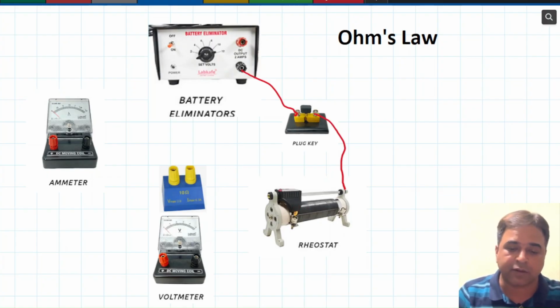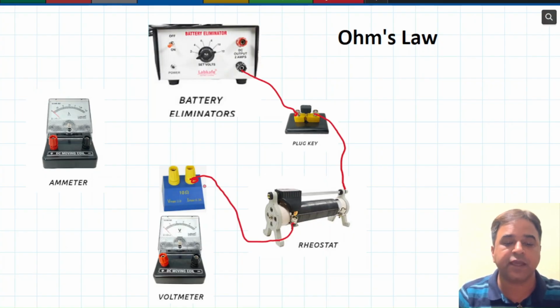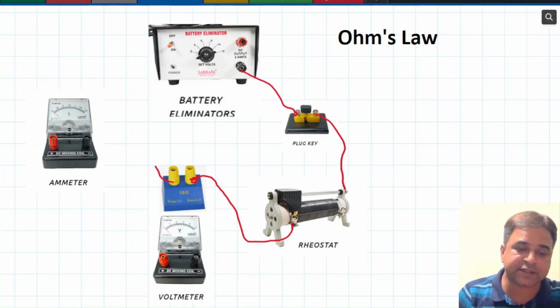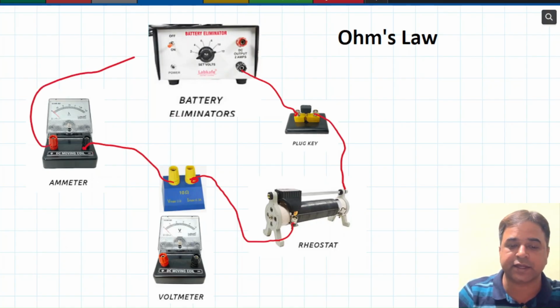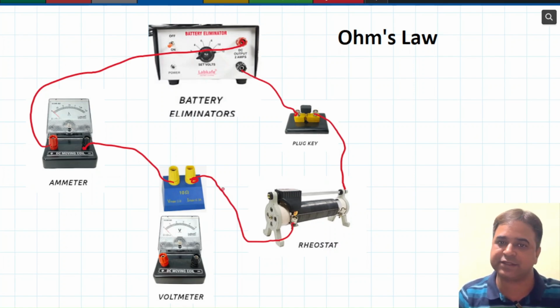Now this we are going to connect further with resistance. This is the 10 ohm resistance. So this resistance is further connected with the ammeter, and this ammeter is connected to this battery element. So you can see here all these components are connected in a series connection, which means only one terminal is attached to one terminal of another one.